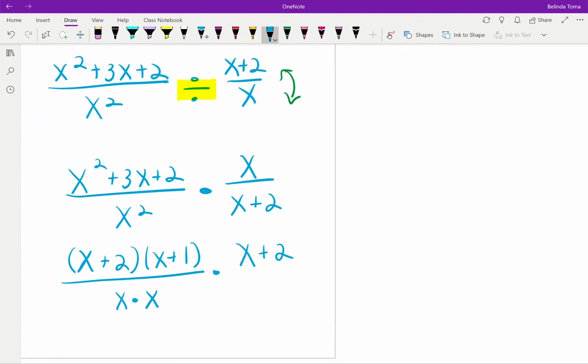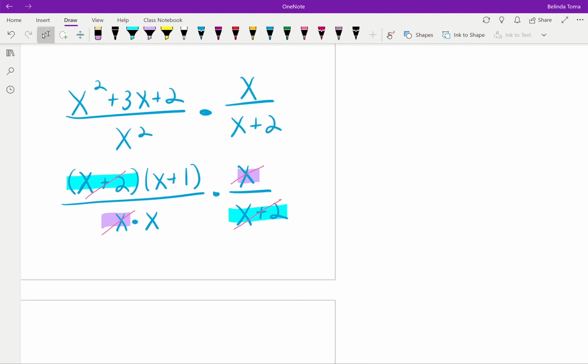So now what I have is x in the numerator and x plus 2 in the denominator. And that's going to allow me to cancel out these common factors. And I am left with x plus 1 over x.